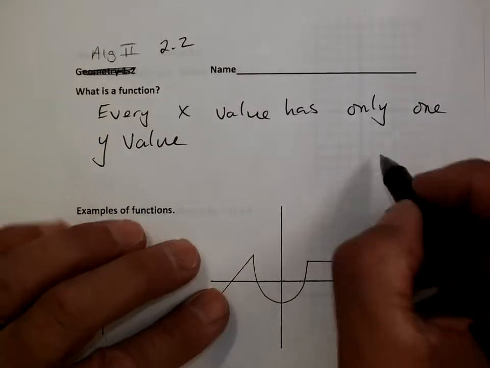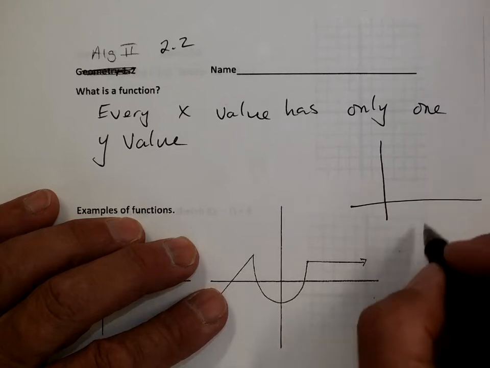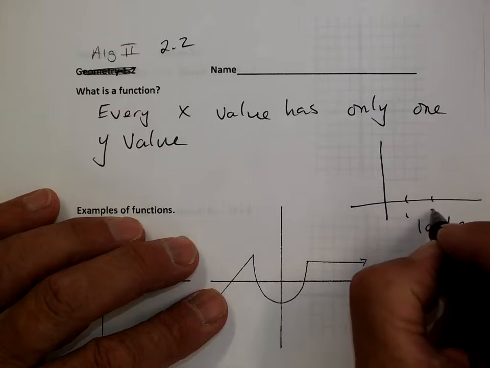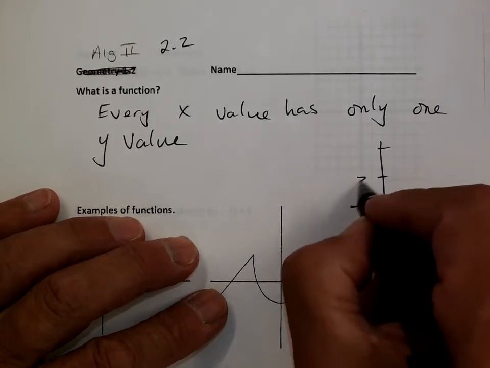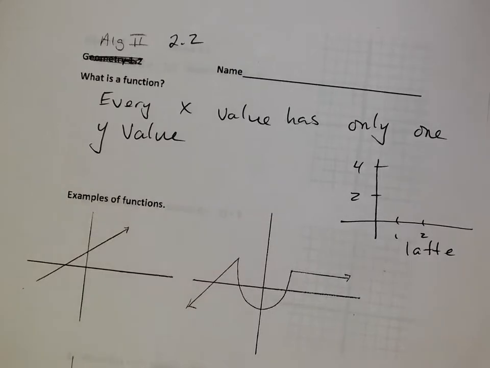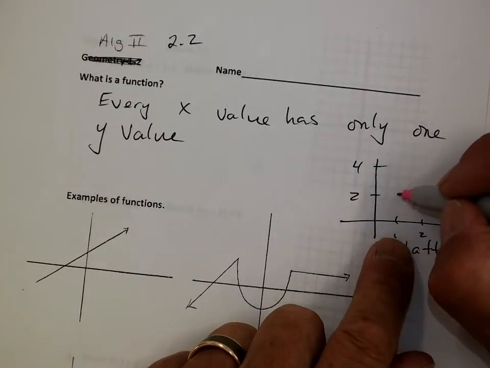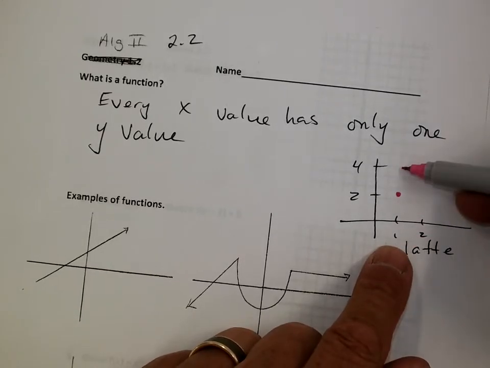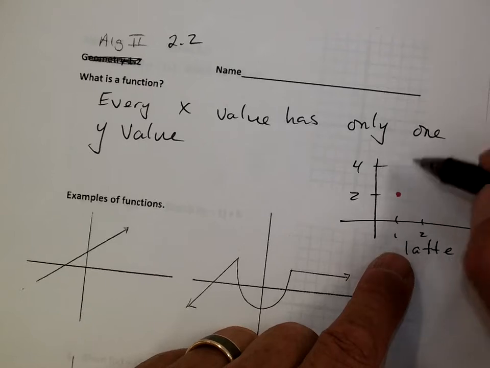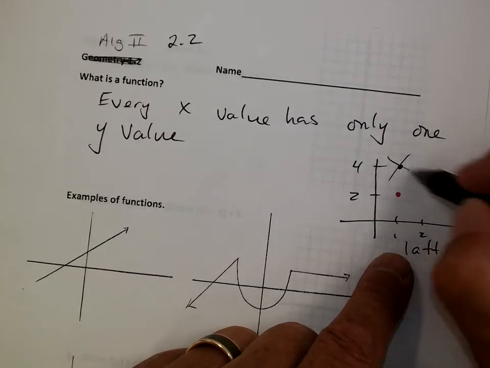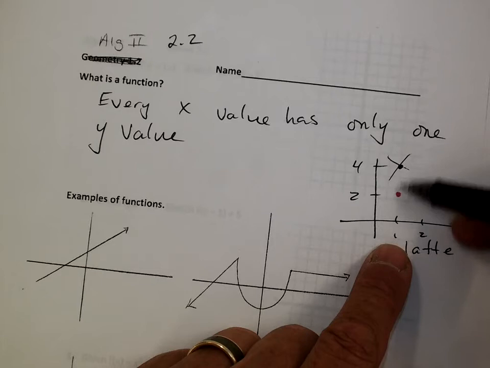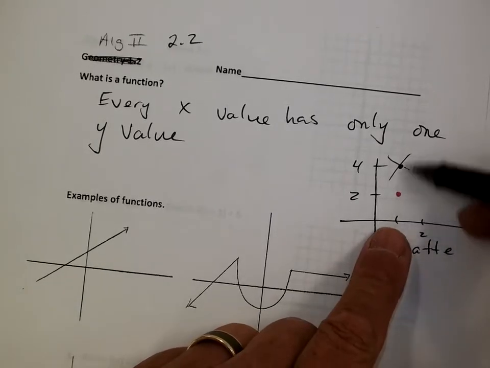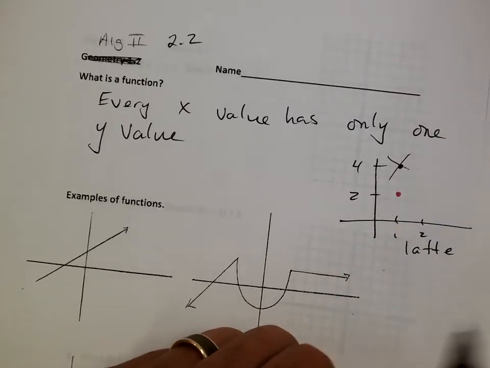Give me an example. So we talked about this last year too, about the lattes. If I go to the latte stand, and this is the number of lattes, 1, 2, and then the price, like maybe $2 and $4, right? I can order a latte, and it can be one price only, right? One latte cannot have two different prices. That's impossible. So if I had a dot here and a dot here, that is not a function, because one latte can't have two different prices. One shirt in the grocery store can't have two different prices. One loaf of bread can't have two different prices, okay? It just doesn't make any sense.